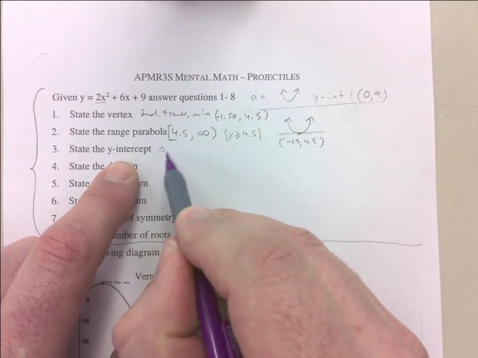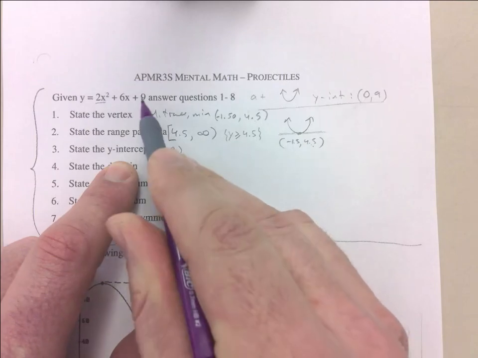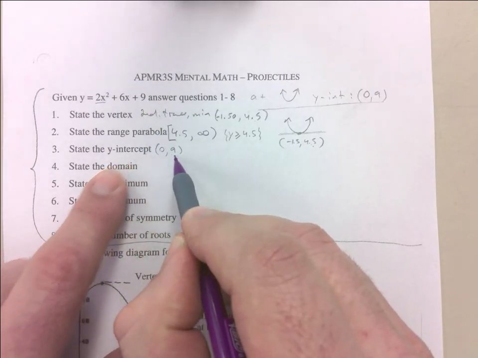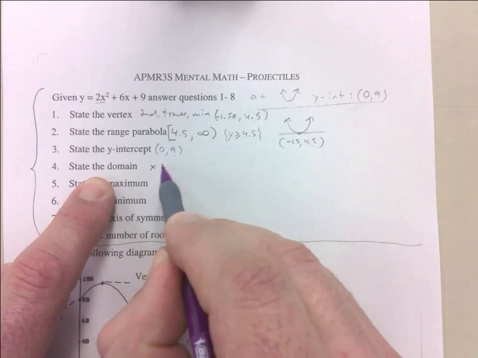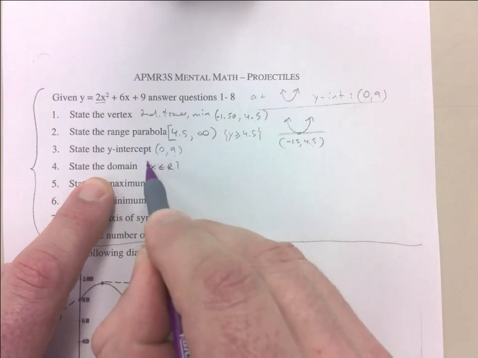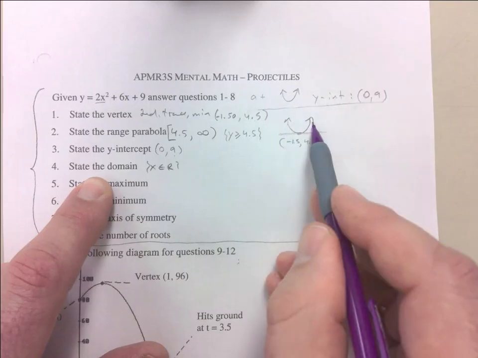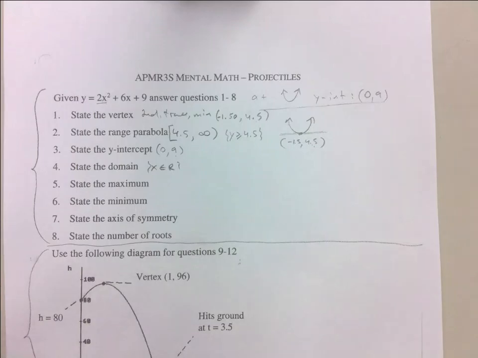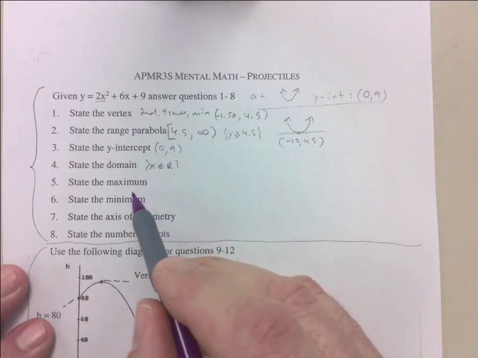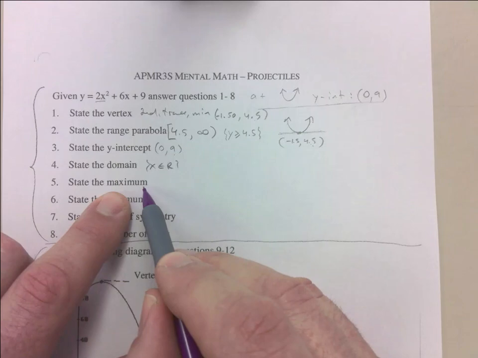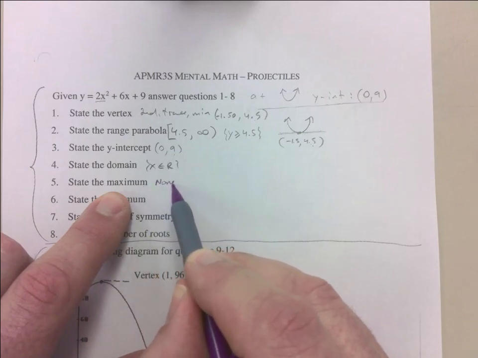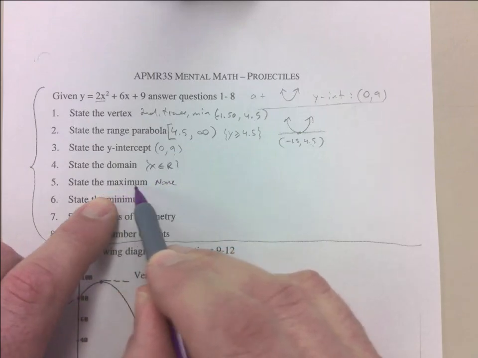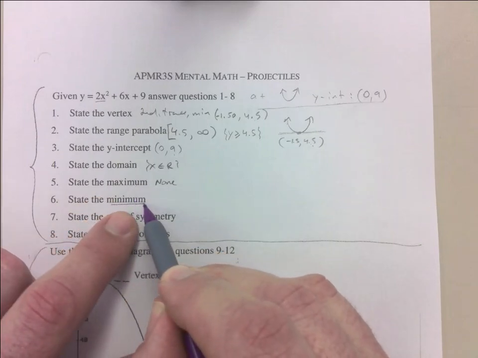Y-intercept, I don't need my calculator for this. I already know that it's (0, 9). The domain, it's all real numbers, right? Because this never ends. There's no word problem attached to it. So that's what it's going to be if there's no other indicator, okay? What is the maximum? There is none. We don't have a maximum here. We do have a minimum.